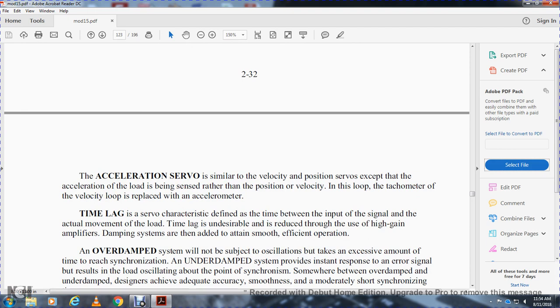Alright, the acceleration servo is similar to the velocity and position servo. It senses the acceleration of the load rather than position or velocity, and the slope of the tachometer velocity is replaced with an accelerometer. Next is the time lag servo.